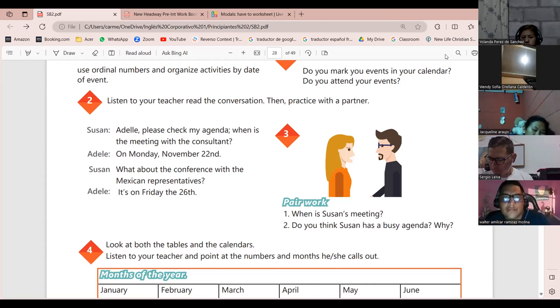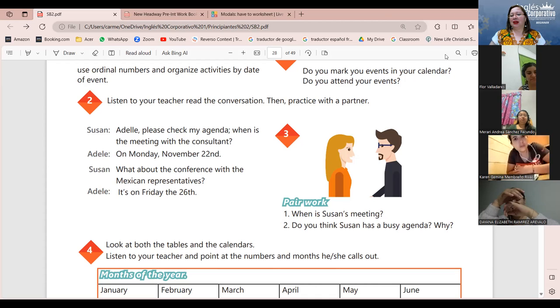A ver, son las 45. En lo que nos vamos a hacer 10 minutos. No, vamos a quedarnos acá. Vamos a ver. Diana and Merari, please. Role play the conversation.